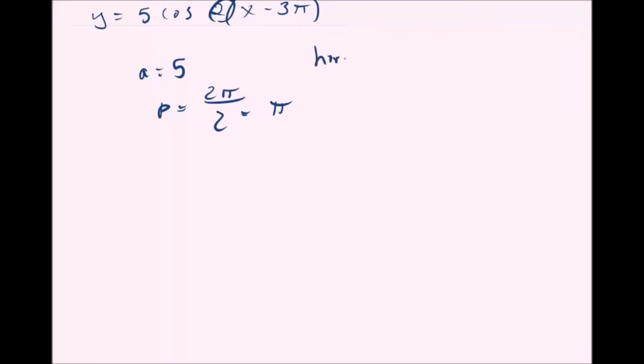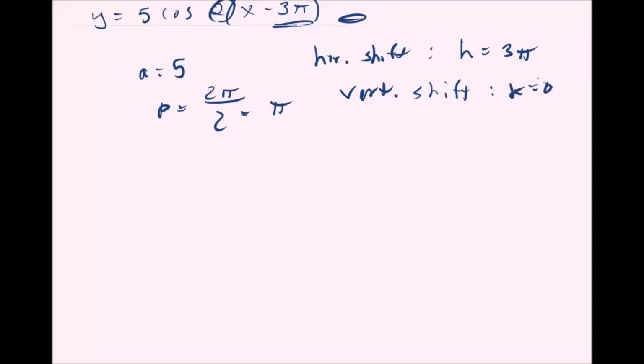It will complete a whole cycle in the distance of pi. The horizontal shift is what we care about this time, because there's a minus h here. So because of the minus 3 pi, the horizontal shift is going to be 3 pi to the right. Remember, it's opposite. Vertical shift, there's no plus or minus k over here, so the vertical shift is going to be nothing. That's step 1.